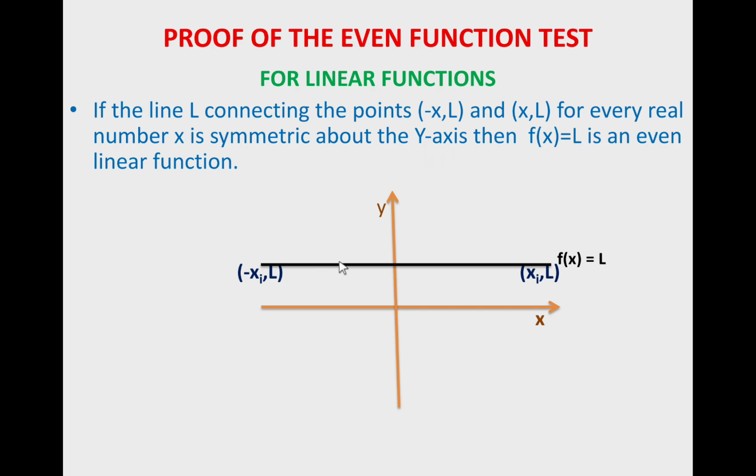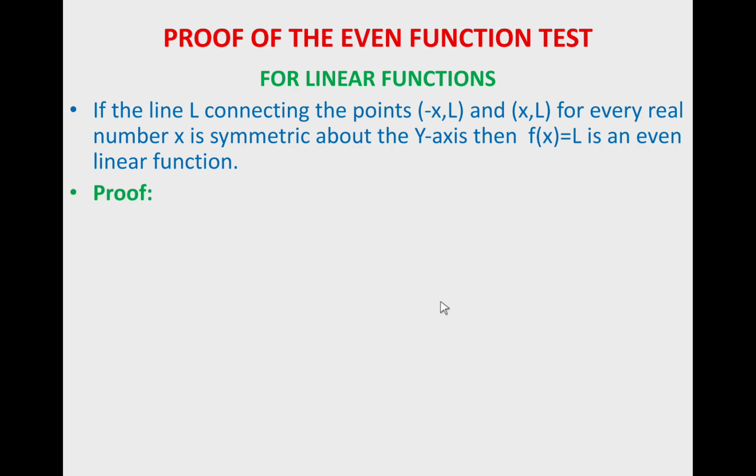So this line is an even function, and it's also a linear function, because f of x equals L, that means this function has no term that depends on x. So any changes in x are not going to change f of x. So that wraps up this part. Let's go ahead and use the theory to prove what we depicted over here.